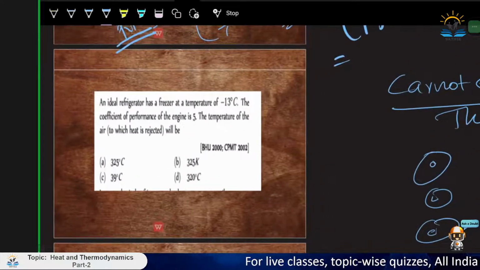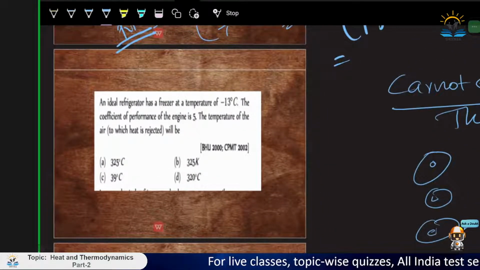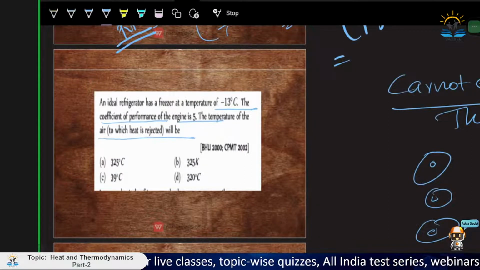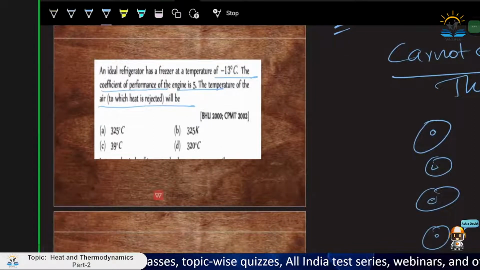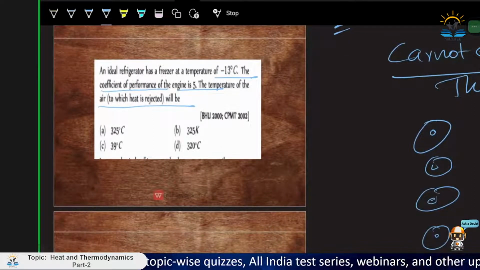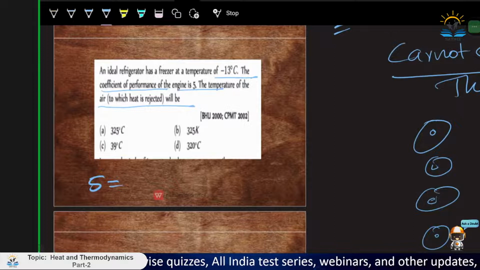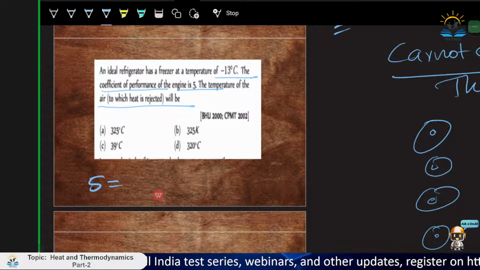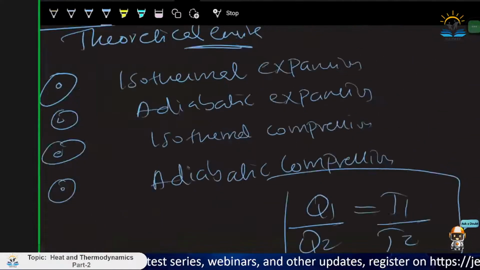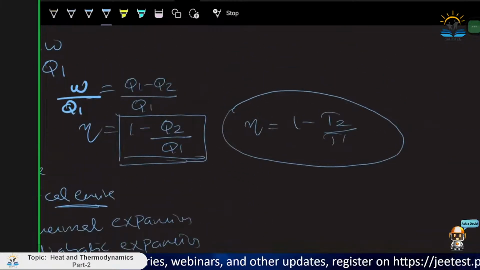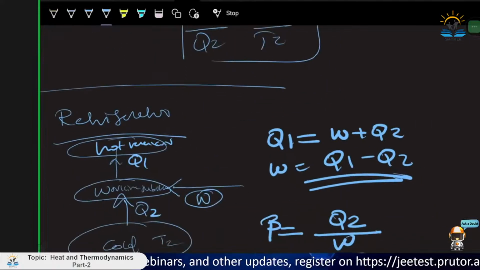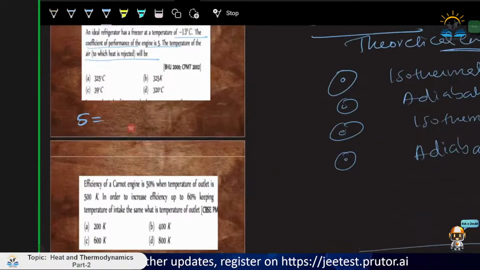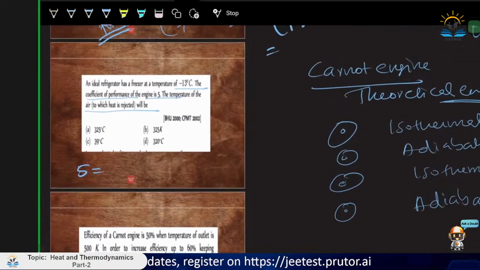An ideal refrigerator has a freezer at a temperature minus 13 degrees Celsius. The coefficient of performance is 5. The temperature of air to which heat is rejected will be. Beta is given 5 and the freezer is at a temperature of minus 13 degrees Celsius. So T2 is given. What is the equation to find beta? Beta is T2 divided by T1 minus T2. What is T2 now?